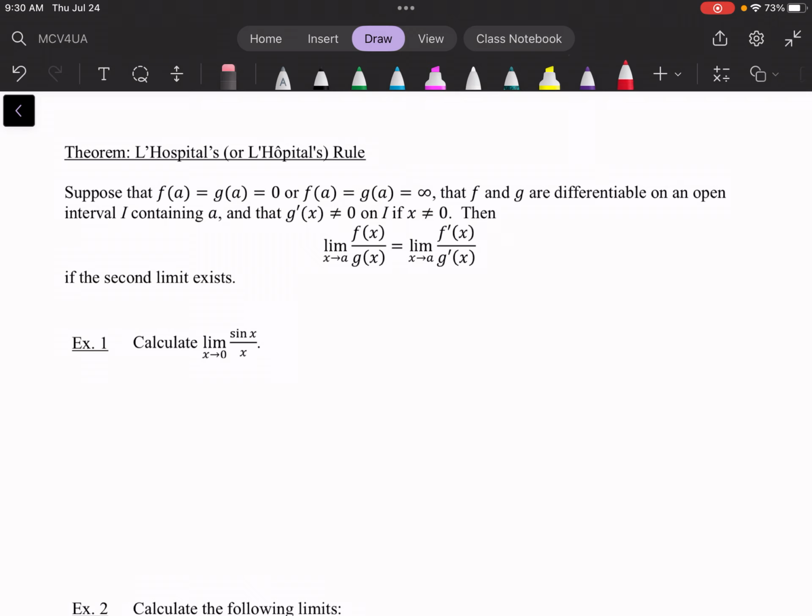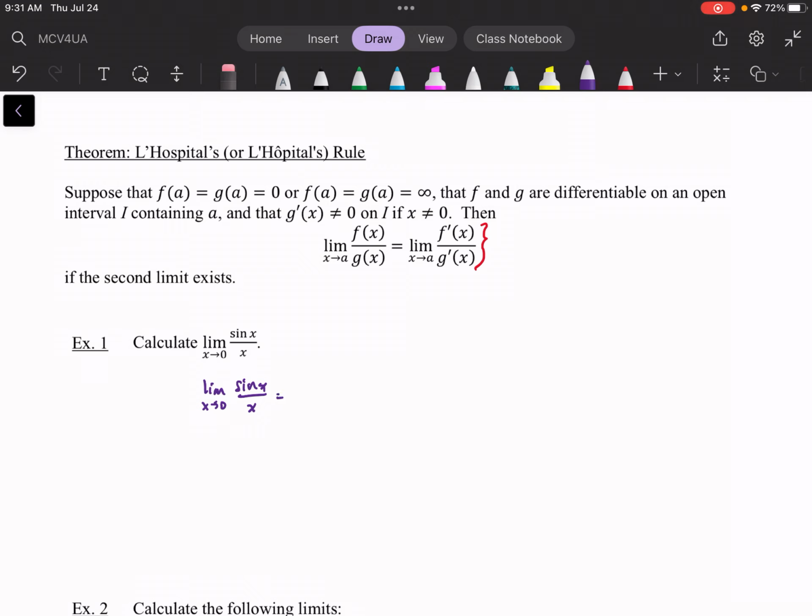All you require to find this limit is to be able to find the derivative of both the numerator and denominator. So let me show you how we can use this to calculate what we saw before and now prove our expression. Again, we're going to calculate the limit as x approaches 0 of sine x over x. To do that, we need to know the derivative of sine x, and we need to know the derivative of x. We also notice that if we substitute 0 in, it does give us an indeterminate expression. And we also know g prime of x doesn't equal 0 on the interval, other than when x equals 0.